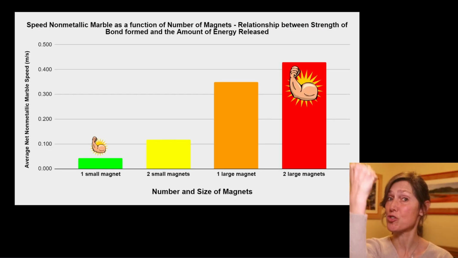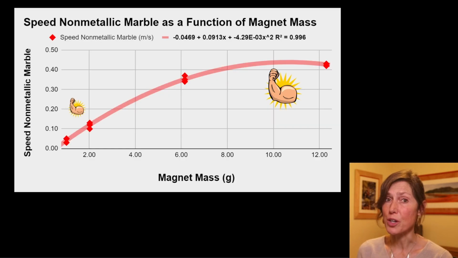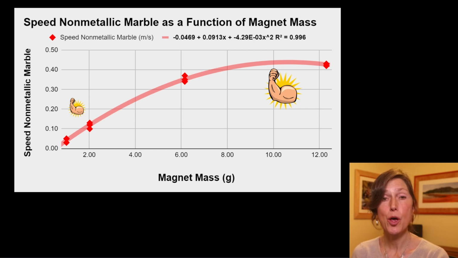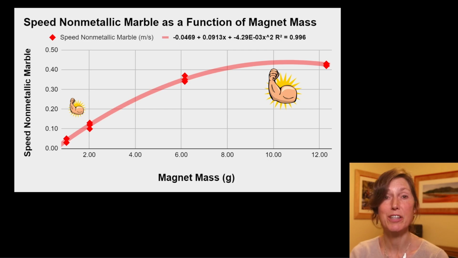In essence, the stronger the magnet, the greater the speed that the non-metallic marble gains as a result of making that bond. You can also show this relationship as the speed of the non-metallic marble as a function of the mass of the magnet. Again, the greater the mass, the greater the speed of the non-metallic marble leaving the system.